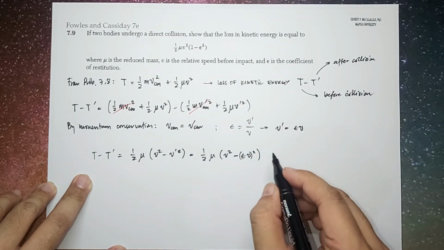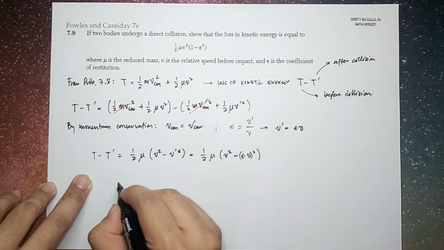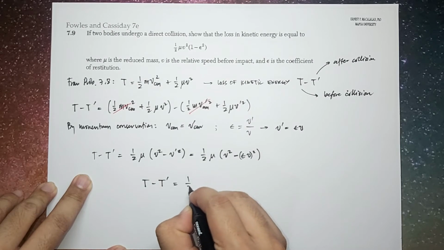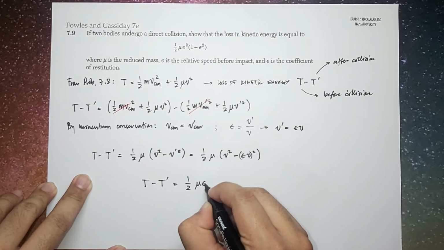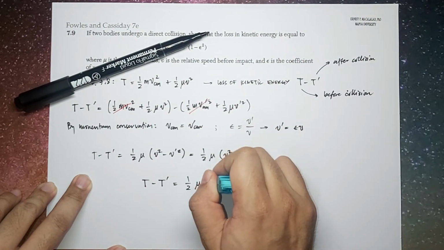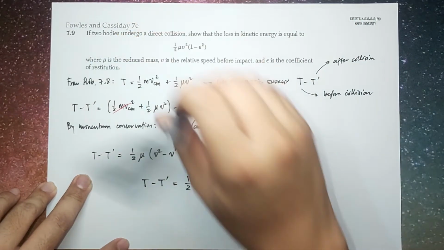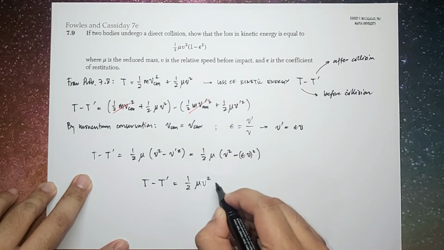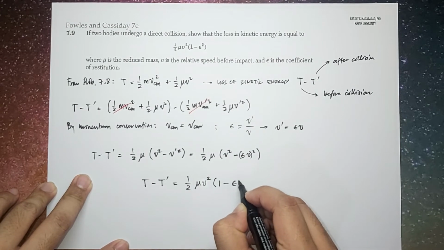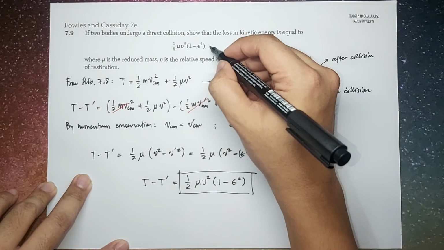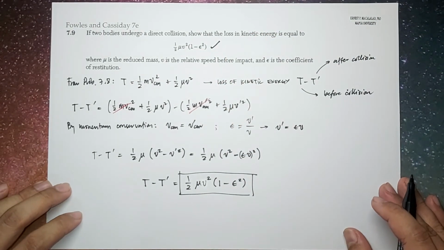Okay, so factoring out v squared, we now have T minus T prime equals 1/2 mu v squared times 1 minus epsilon squared, which is what we are looking for.